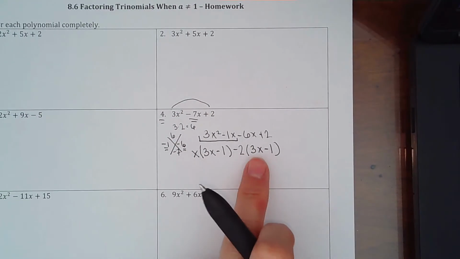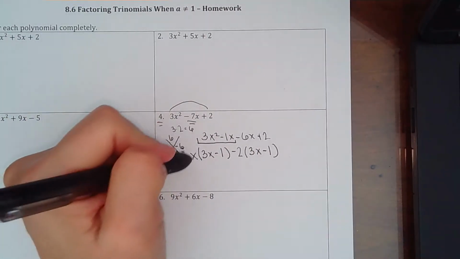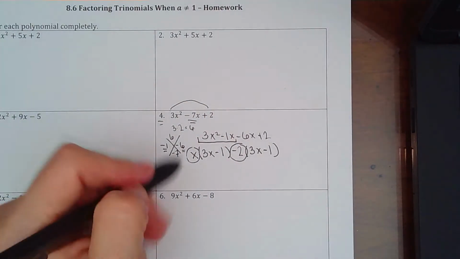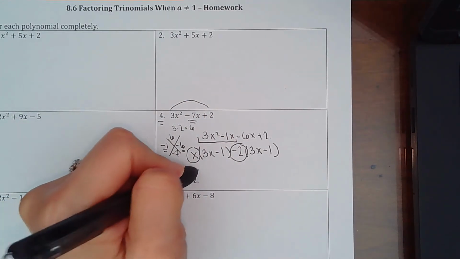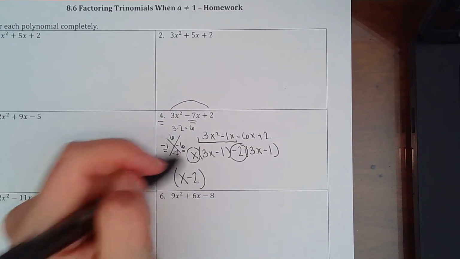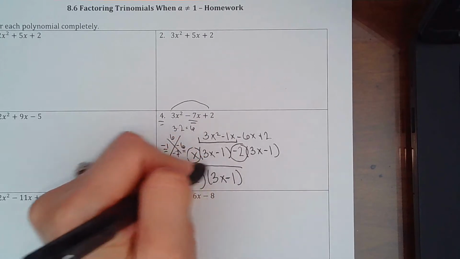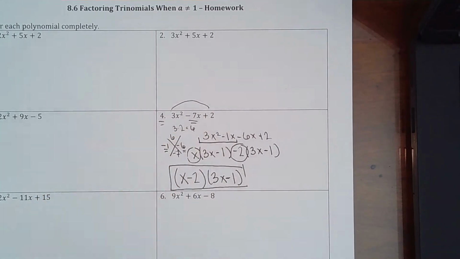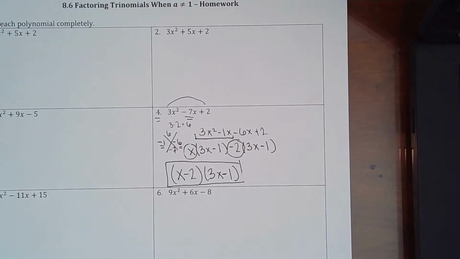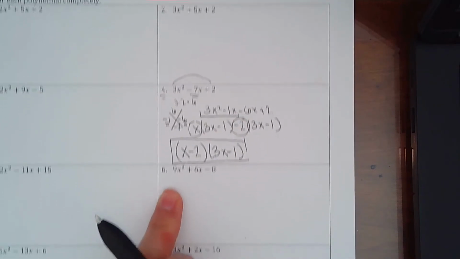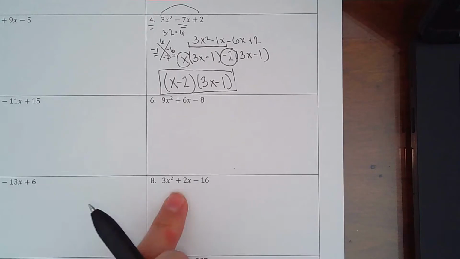And look, I have matching parentheses. So all I do is take my 2 GCFs, and I have x minus 2 in one set of parentheses, and 3x minus 1 in another set of parentheses. So that's that one. All right, now I'm going to jump down and do number 8.